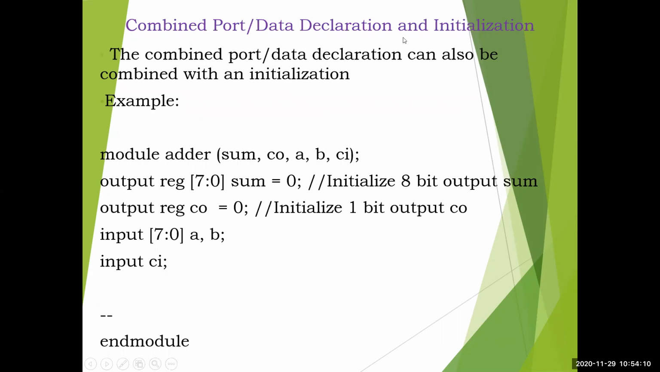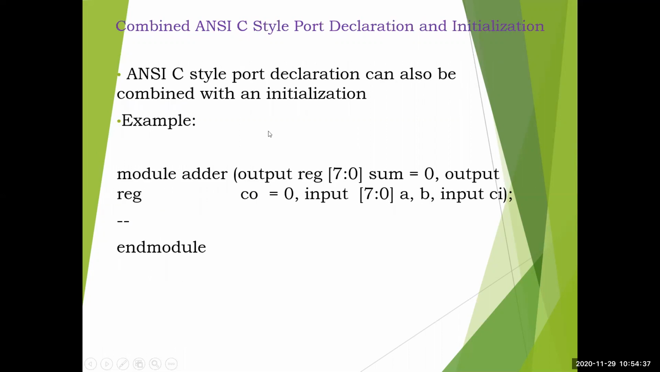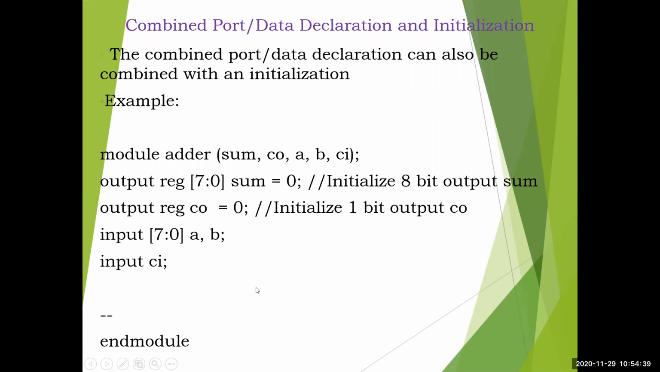Then a combined port or data declaration and initialization, in the same way. The combined port or data declaration can also be combined with an initialization. For example, module adder, I have written sum, C naught, A, B, and reg sum equal to 0, C naught equal to 0 we have made. Initialize 8-bit output sum, initialize 1-bit output C naught. So this is how we write. We can do this in the port declaration itself. So that is the example. So this is the initialization.